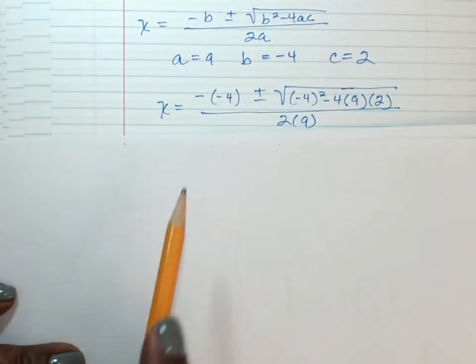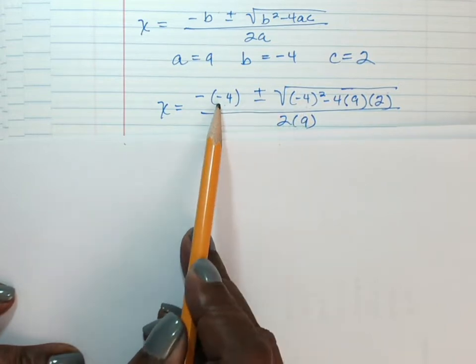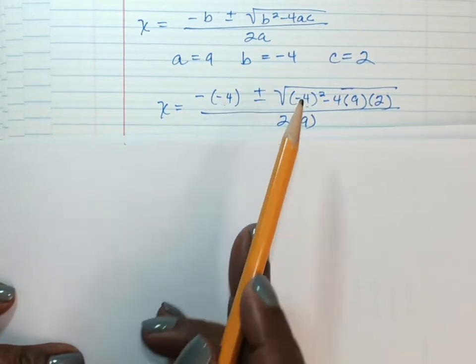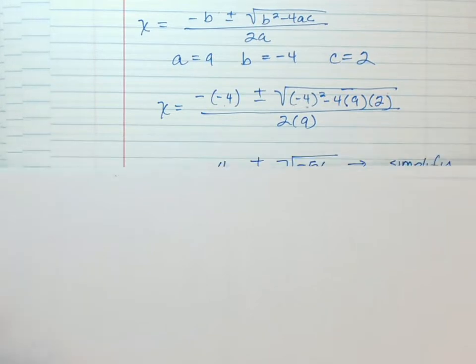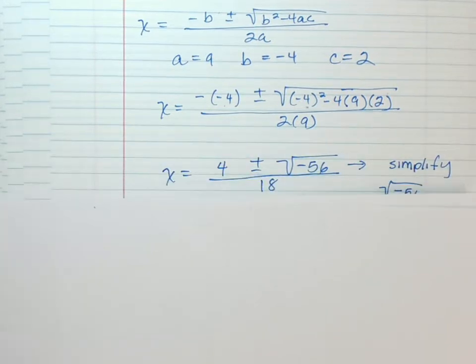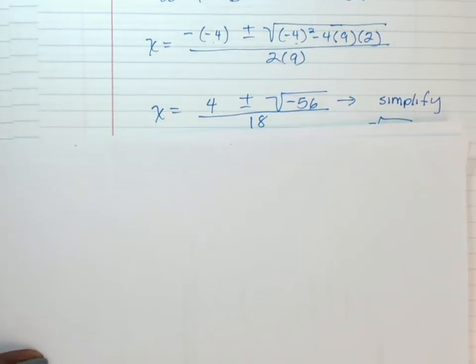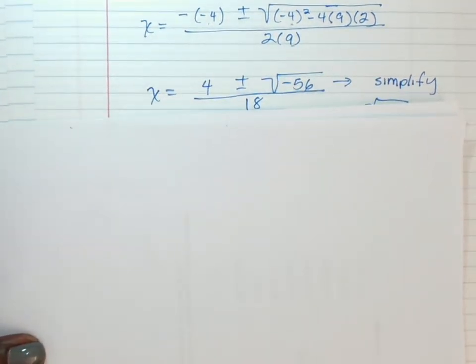And again, my b value was negative, so you notice in both of these places, I put it in parentheses, just so when I put things in the calculator, I don't mess up negative signs. Now I'm going to evaluate what's under the square root. It turns out it's negative 56. So I'm going to create a factoring tree for negative 56.